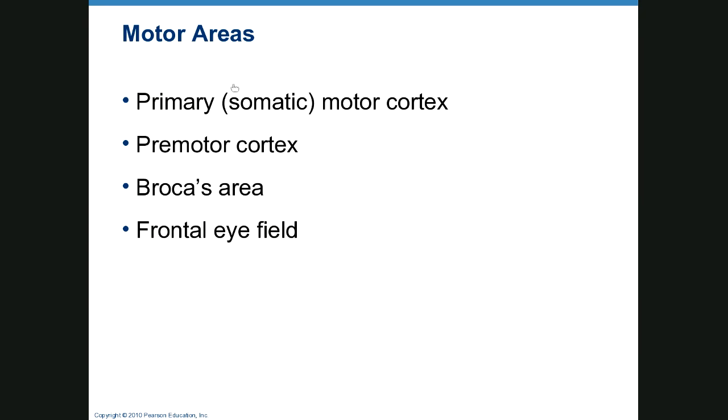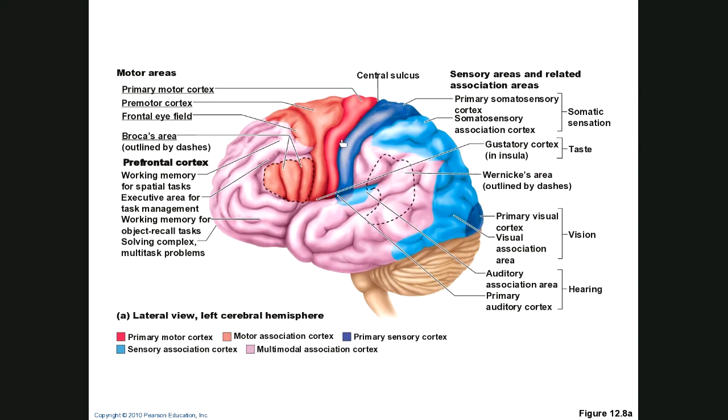Motor areas, I think the easiest thing is to look at the picture. Okay, here is our central sulcus here. Then we have the primary motor cortex, the premotor cortex, frontal eye field, Broca's area here, and then the prefrontal cortex.